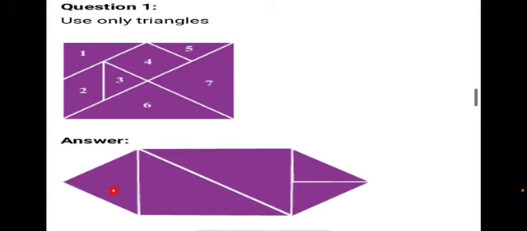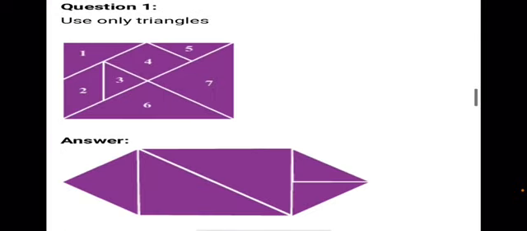So we have used one triangle like this, one triangle like this, one triangle like this, and one like this. So one triangle is number 5, which we have used over here. Then we have used number 7, then number 6, then number 1 and number 3. So these are the only triangles that we need to use to make a shape. So you will get this shape.